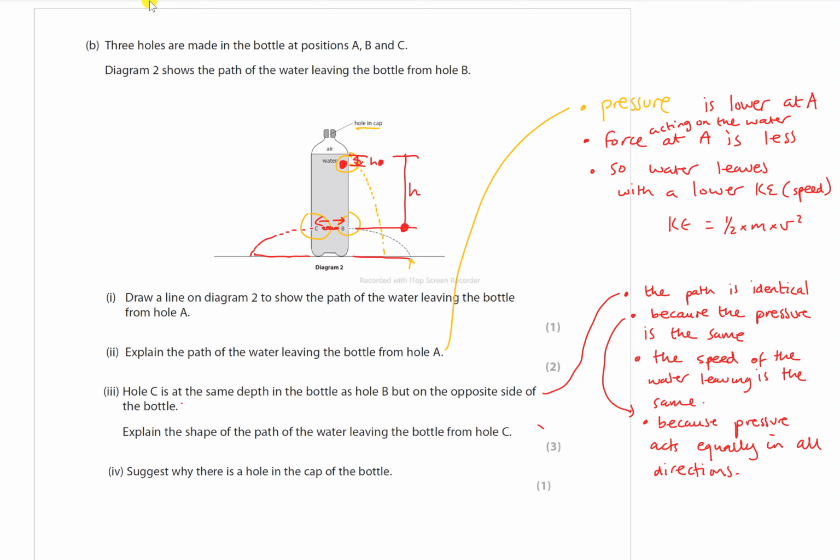So just why there's a hole in the cap of the bottle. Alright, okay. To allow air to enter.